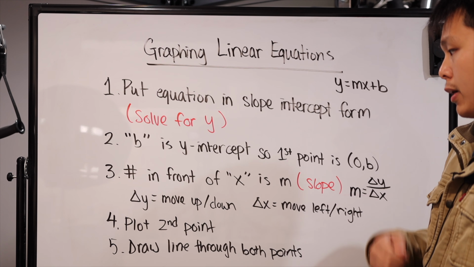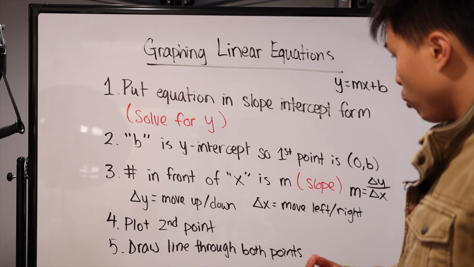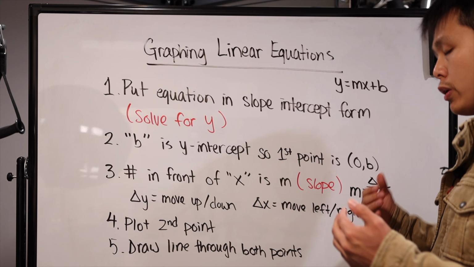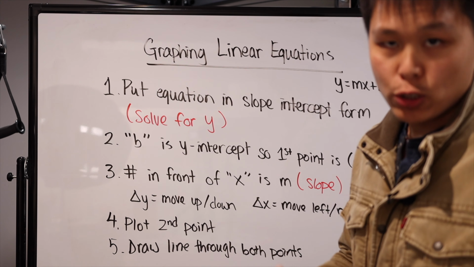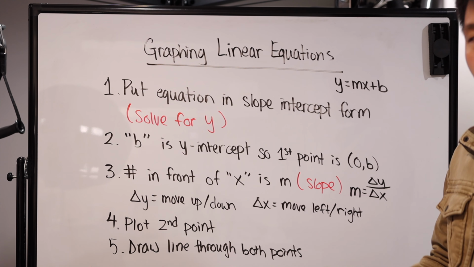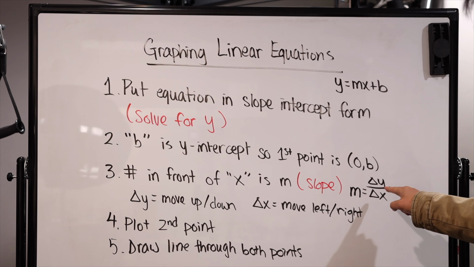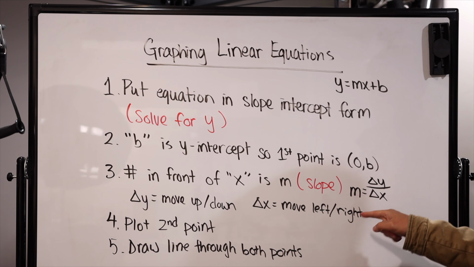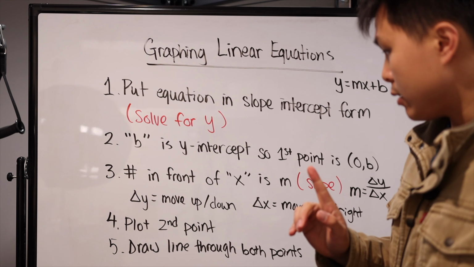For the third step, the number in front of the x, the m in front of the x, is the slope. Now, we know slope in a lot of different ways. There's y2 minus y1 over x2 minus x1. That is the slope formula. More importantly, it represents a change in the y-coordinate and a change in the x-coordinate. So, that's delta y over delta x. That's just a symbol for change. Now, what's important is what they mean.